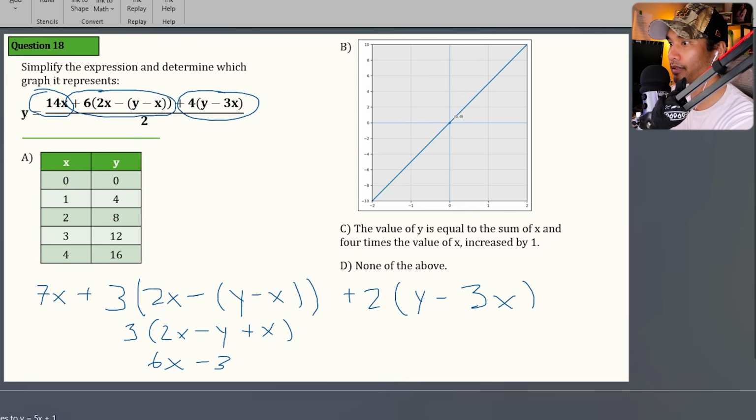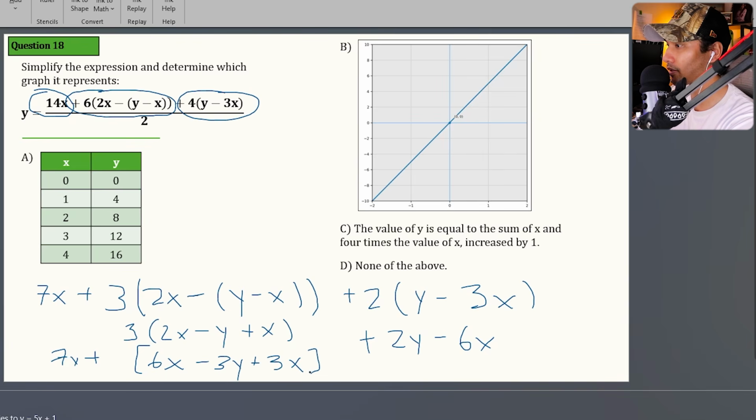Looks like an x. 3y plus 3x. Okay. And then I'm going to distribute this over here. So I'm just going to bracket that for my purposes. And this is 2y minus 6x. Okay. So just from the get-go, what can I already cancel out, right? That's what I'm looking for.